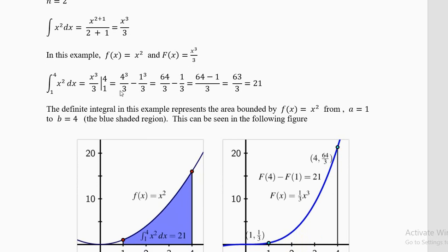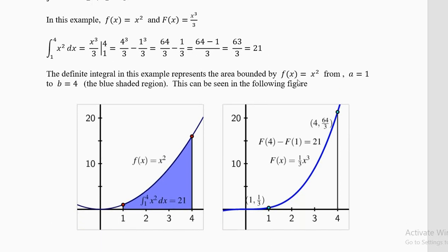Now we have to do the substitution. We write the substitution in this way. We don't have to write capital F of x all the time. You can just put this long vertical line and write down the two limits 1 and 4 in the same order. One is the lower limit, one is the upper limit. You always do F of b minus F of a, second minus first. So you do 4 cube over 3 minus 1 cube over 3, which is 64 over 3 minus 1 over 3. Use your fractions, you'll get 64 minus 1 over 3, which is 63 over 3, equal to 21.